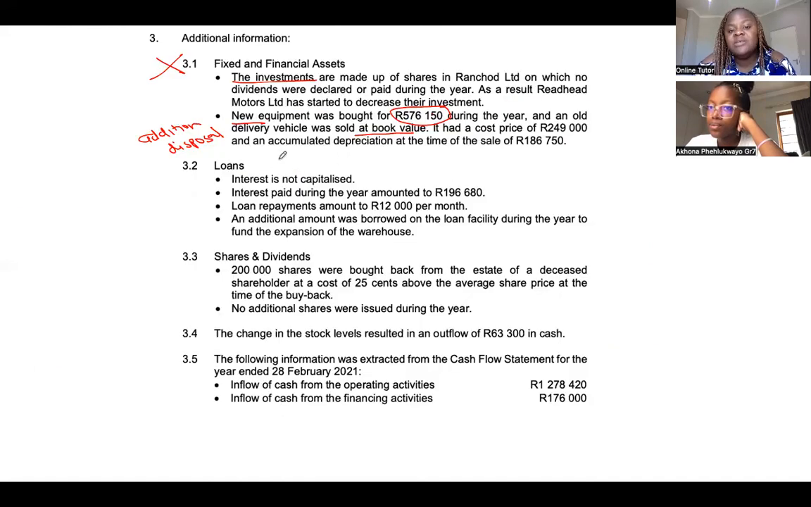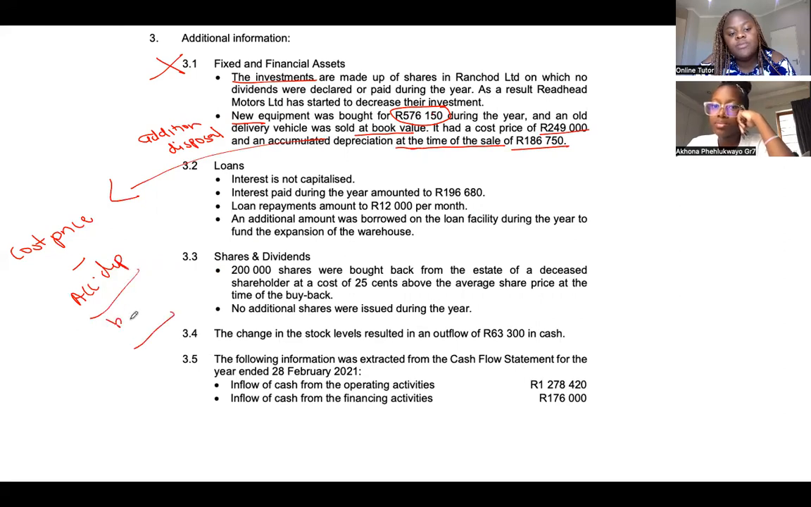We are told that a delivery vehicle was sold at book value. It has a cost price of 249 and an accumulated depreciation at the time of sale of 186,750. So what is our formula for book value? Book value is your cost price minus accumulated depreciation equals book value. So in this case, our cost price is 249.